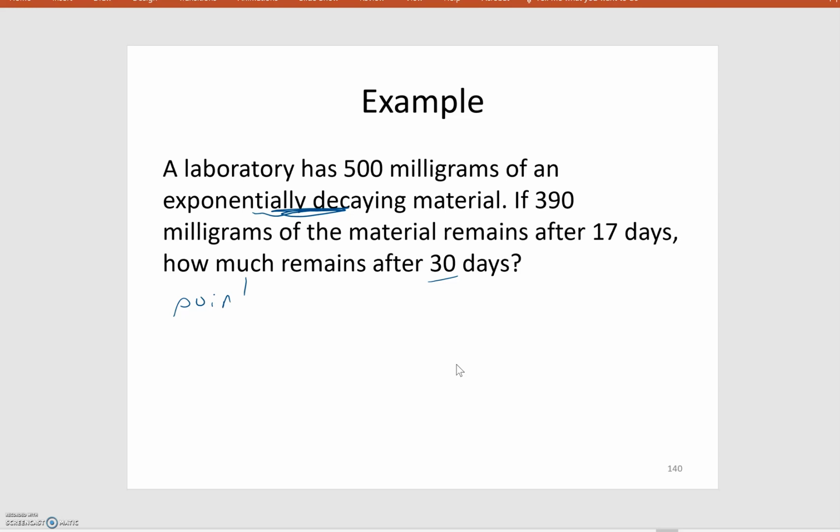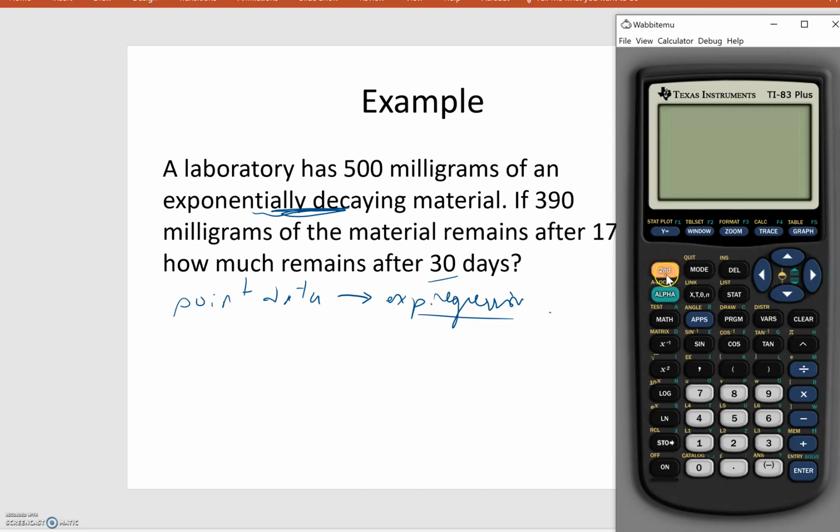and no rate data. So if I'm given a bunch of points, I'm probably going to use exponential regression to do this. And that is what I'm going to do. So let's call up the calculator. Let's go ahead and just clear your list because I know there's stuff in there that I don't want anymore.